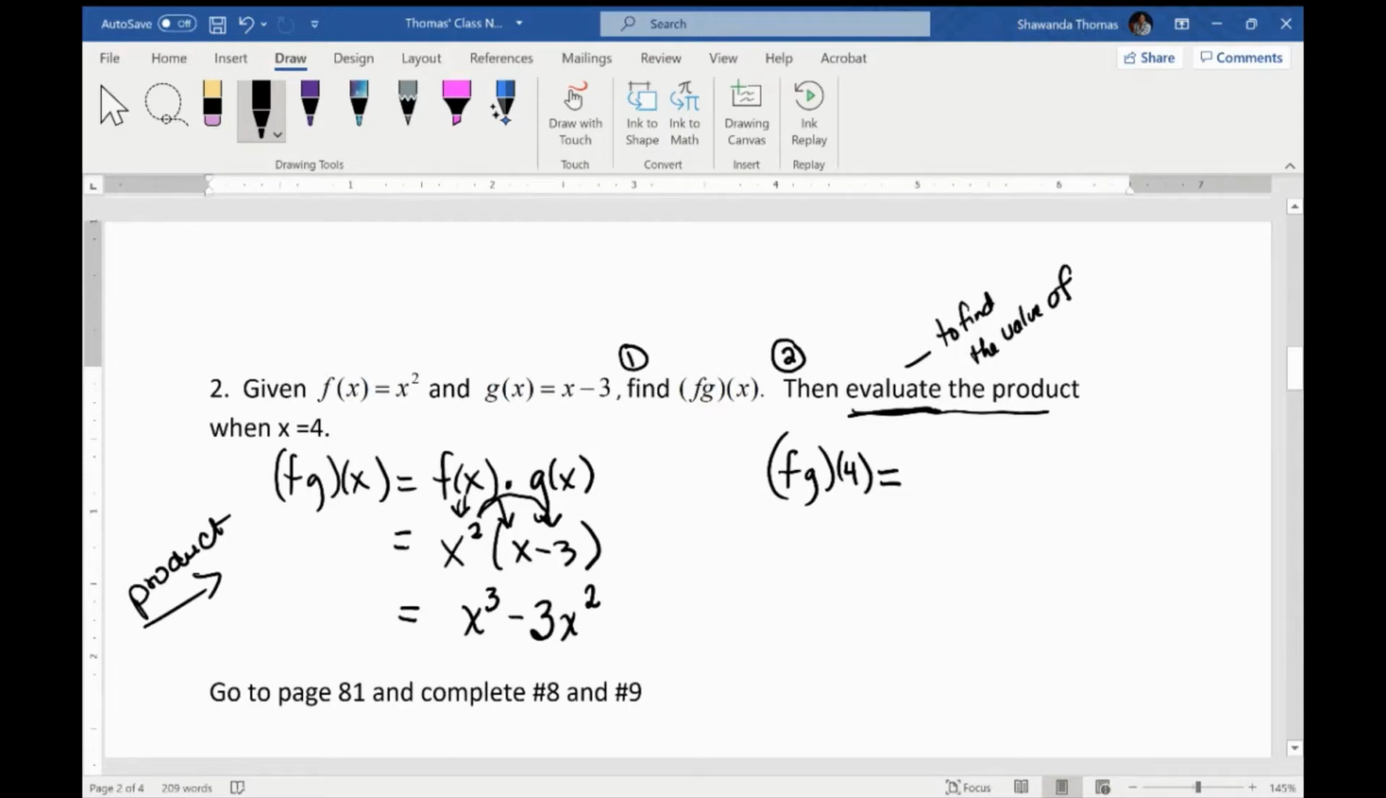So basically they want to know what is fg of 4 equal to. How would you do that? Given that we already did some work here. You sub in 4 for x. Good. Yep. So since we know that fg of x is this, all we're doing is replacing.